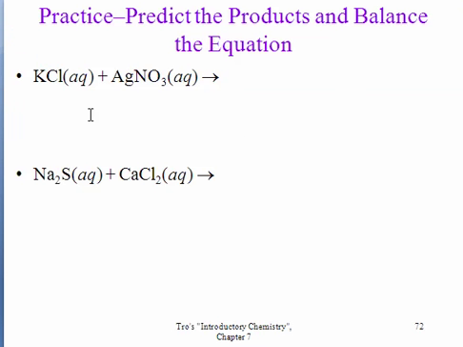Pause the slide and follow the rules on these two problems. Dissociate the ions, switch them to get the products, and figure out based on the solubility rules whether they're AQ or solid.